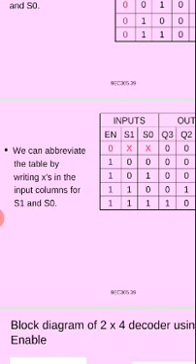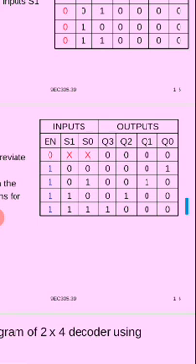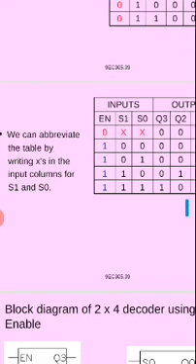We can abbreviate the table by writing X in the input columns for S1 and S0. If enable is 0, whatever the inputs for S1 and S0, it is a don't care, and the output remains 0. That is the meaning of that.